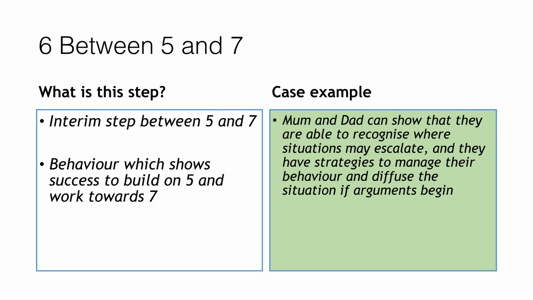And this is written as Mum and Dad can show that they are able to recognise where situations may escalate, and they have strategies to manage their behaviour and diffuse the situation if arguments begin. In the example, step 5 is trying to change behaviour based on advice received, and step 7 is a behaviour change matched to a change in attitude and thinking.